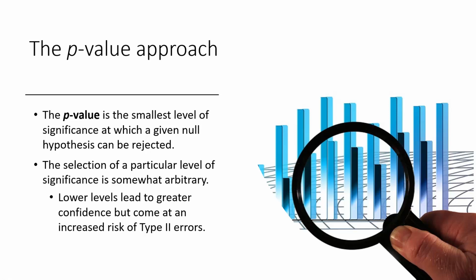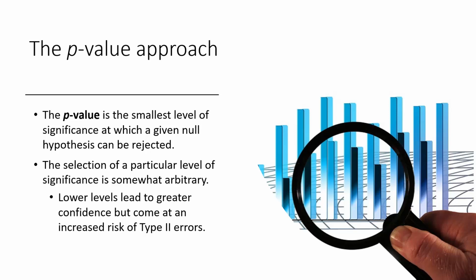Now, by definition, the p-value is the smallest level of significance at which a given null hypothesis can be rejected. What this means is, in a given distribution, if we put the calculated value in that distribution and we look at the area outside of that value, the area under the curve, it's actually the p-value.